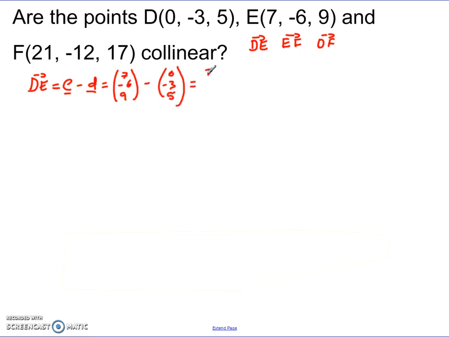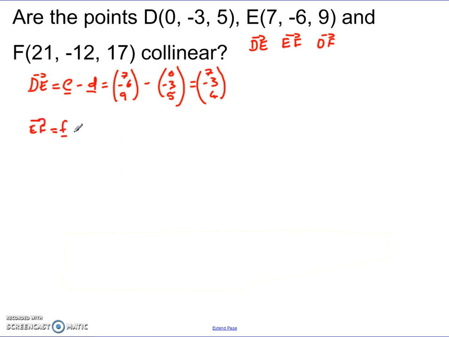7 minus 0, well that's 7. Negative 6 take away negative 3, minus becomes a plus. Negative 6 plus 3 gives me negative 3. Then 9 minus 5 for the last one gives me 4. I can now look at any of the other 2 here. So let's look at E to F.